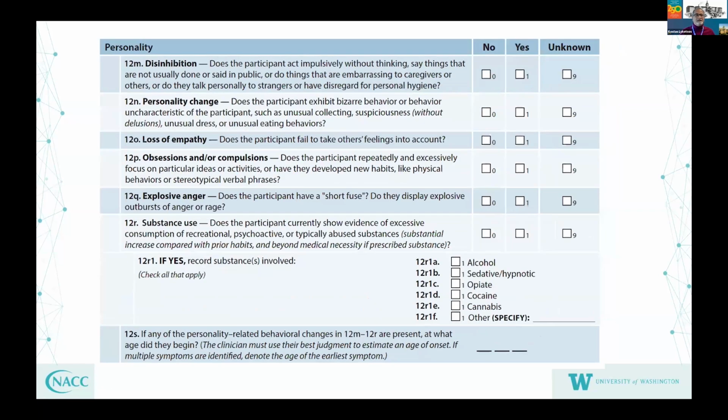Personality changes are rated here. Again, these are terms you've heard before. We're giving you definitions for the sake of consistency. We're looking for disinhibition, personality change, loss of empathy, obsessions, compulsions, explosive anger, and so forth. And we also have added here the issue of excessive substance use and the kinds of substances that are used. We're putting these into personality, even though arguably they would fit in a section of their own, but we've decided to do it this way for the sake of simplicity. And again, we're asking you for an age of onset for these.